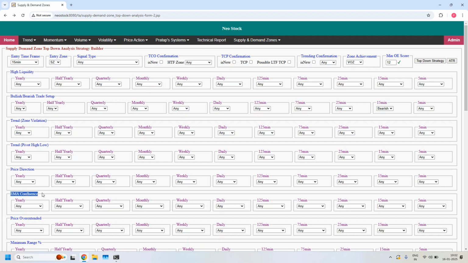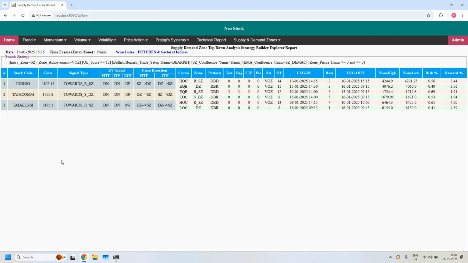Let's verify the EMA confluence at the 75-minute supply zone. We are setting the filter: 75-minute supply zone having daily EMA confluence. With this filter, we got 3 stocks. So these 3 stocks are even more high probability trade setup supported stocks. And moreover, all these supply zones are having high liquidity zones. Maybe that is the reason why Tata Communication already tested 3 times.